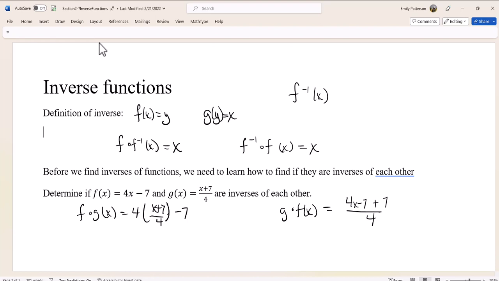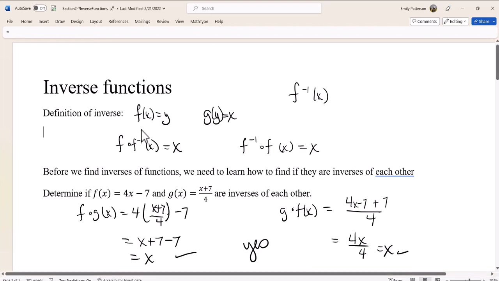So we have this is 4, it cancels out 4, so we have x plus 7 minus 7, which does become x. And then here we have 4x plus 7 over 7, so we've got 4x over 4, which is equal to x. So when we composed f of g of x or g of f of x, we got x both times. So yes, these two are inverses of each other.